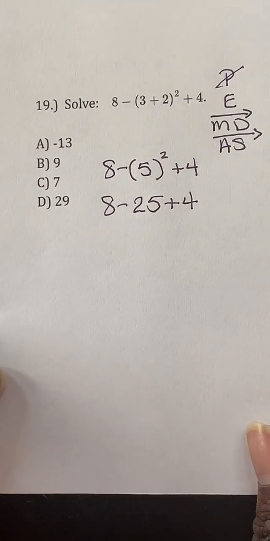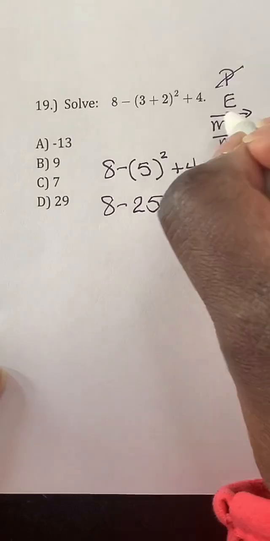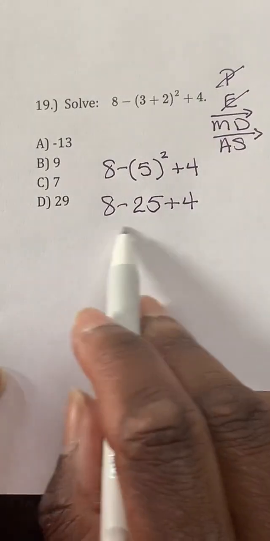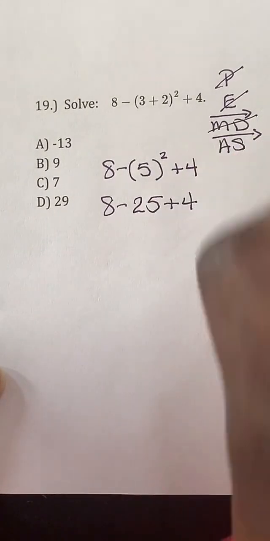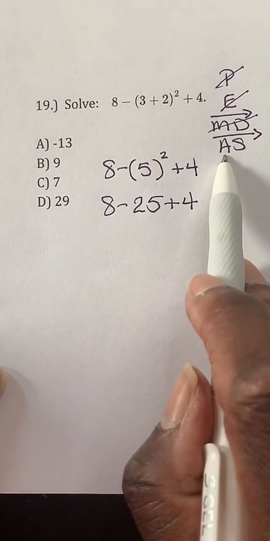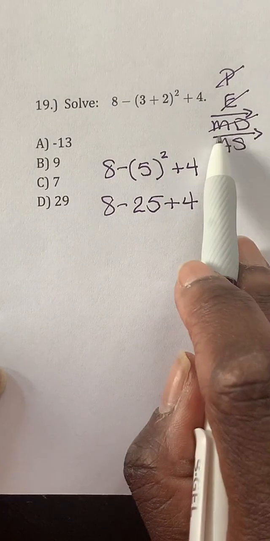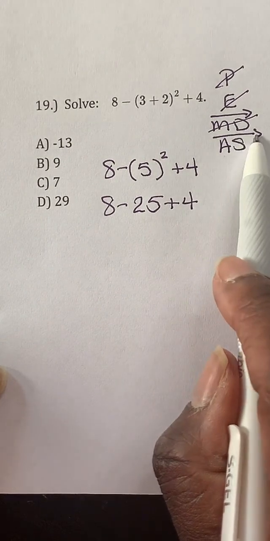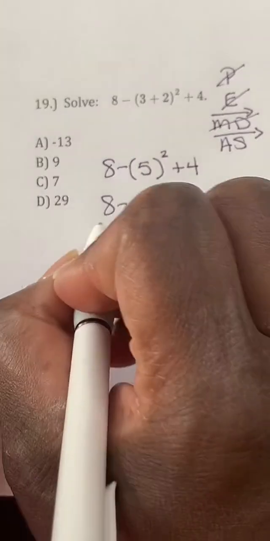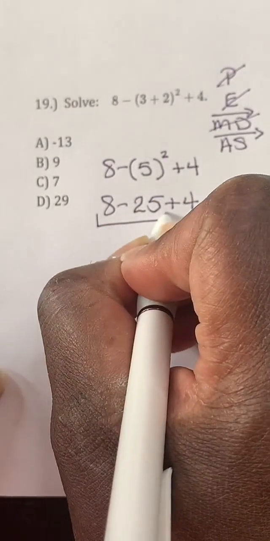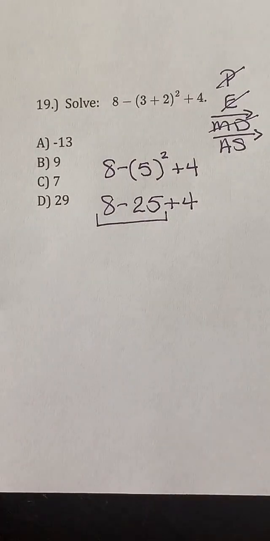So now we did our exponents. We don't have any multiplication or division, so we don't have to worry about that. But we have addition or subtraction from left to right. So what we need to combine first is this 8 minus 25.